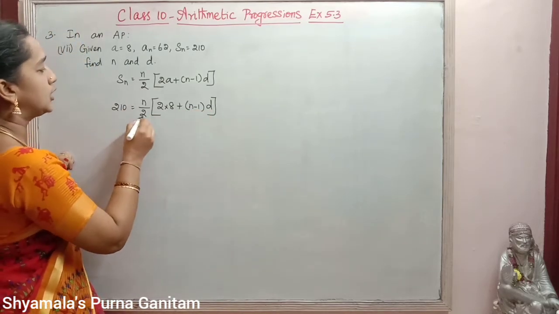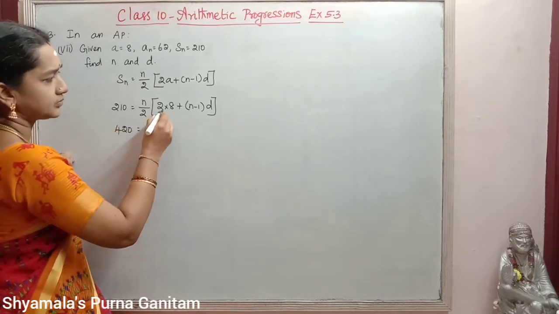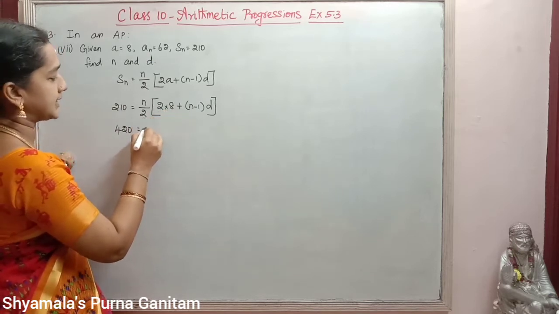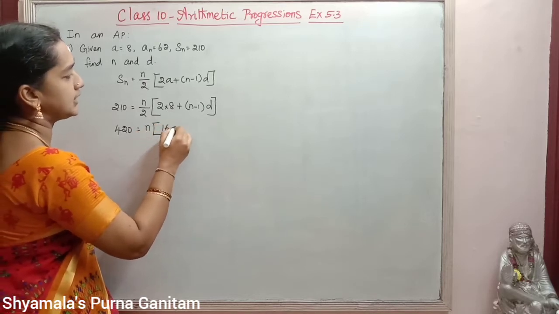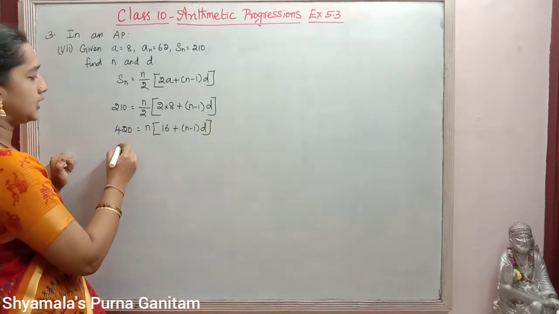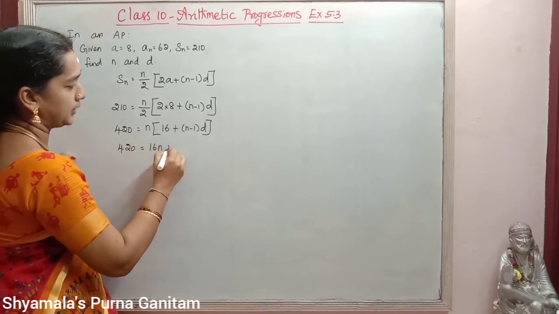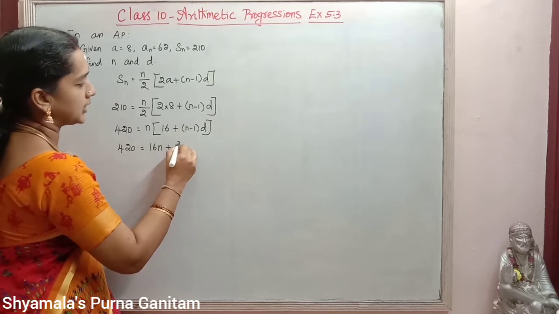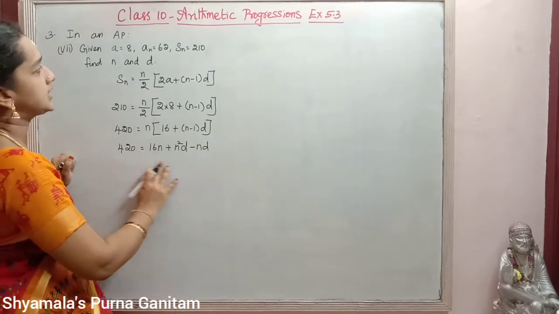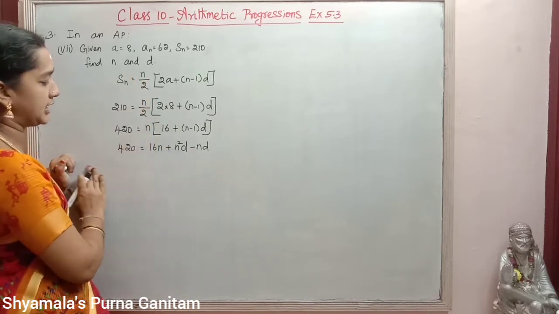So then 210 into 2 will be 420 is equal to n into 2 into 8, 16, plus n minus 1 into d. Okay, so 420 is equal to 16n plus n squared d minus nd. Okay, so this is Sn. Since the Sn value is given like this and we are asked to find n and d, we will get an equation like this.